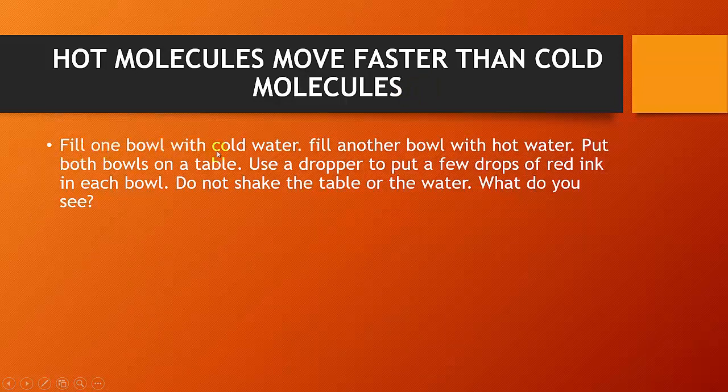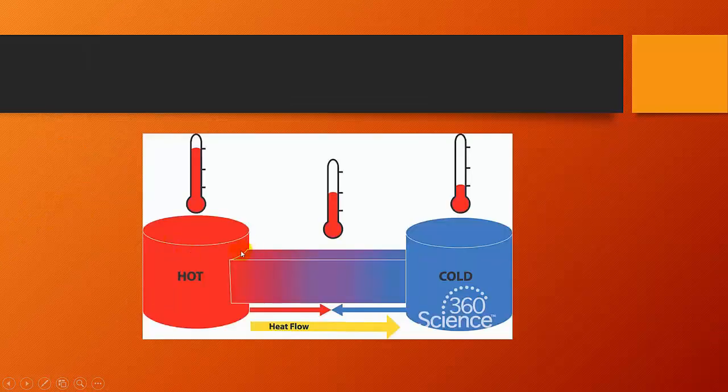Fill one bowl with cold water. Fill another bowl with hot water. Put both bowls on a table. Use a dropper to put a few drops of red ink in each bowl. Do not shake the table or the water. What do you see? The ink dissolves in the hot water, but not in the cold water.